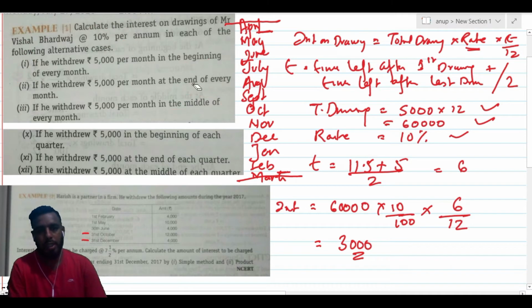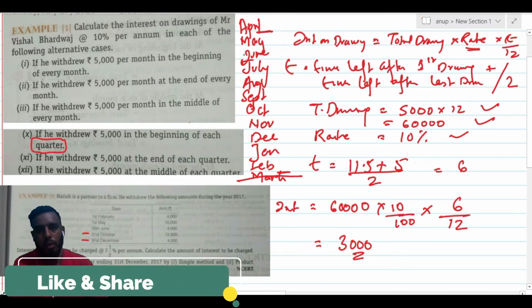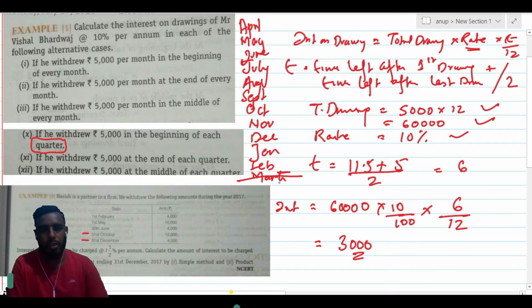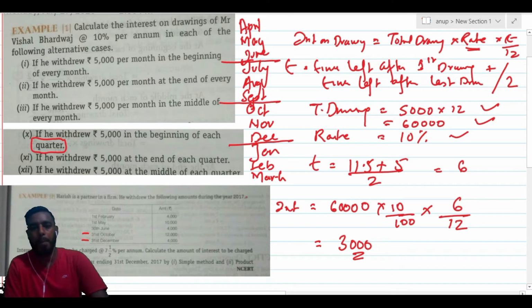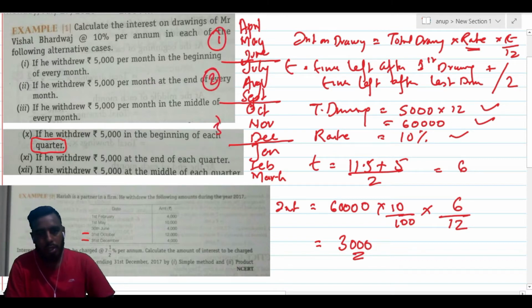Now let us see the case when he withdraws quarterly. That means we need to first divide the whole year into quarters. So the first quarter will end in June, the second quarter will end in September, the third quarter will end in December, and the last quarter will end in March. So there are 4 quarters: 1, 2, 3, 4. These are the 4 quarters.